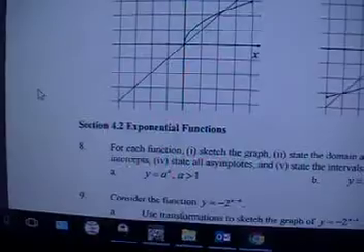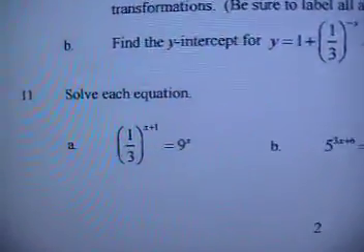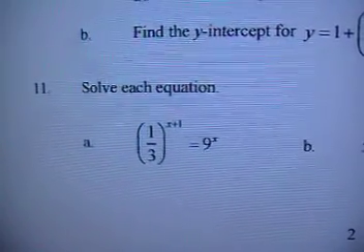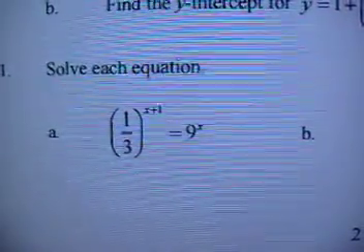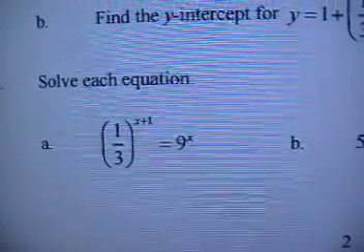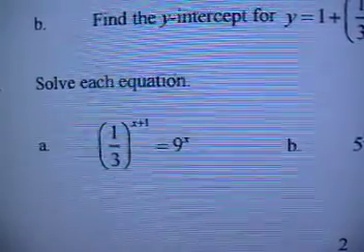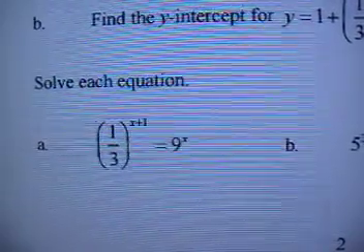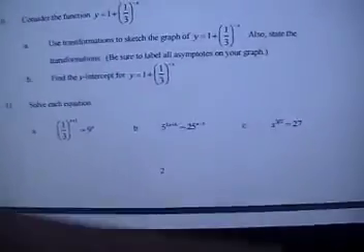Okay, move down to number 11. 11, A, B, and C are the next 3 problems. Solve each equation. These are what are called exponential equations because now the base is a number and the exponent has the variable. And in an equation of this kind, the first goal, if you can do it, and you can't always do it, is to get the bases to be the same. 1/3 raised to the x plus 1 equals 9 to the x.